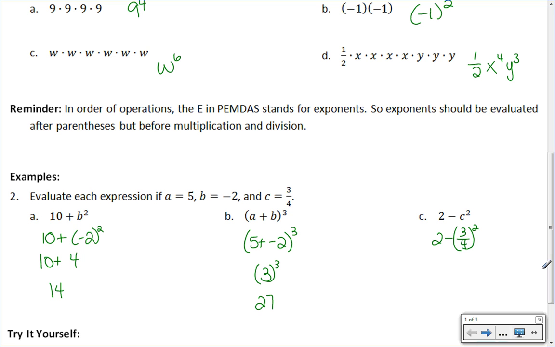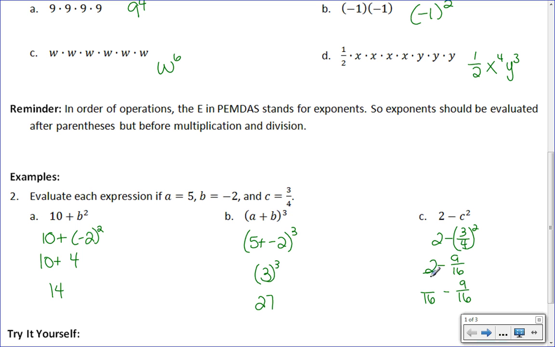Alright, and if we square 3/4, remember that's 3/4 times 3/4, we end up with 9/16. And then to subtract these, we need a common denominator. So we'll make them both over 16.